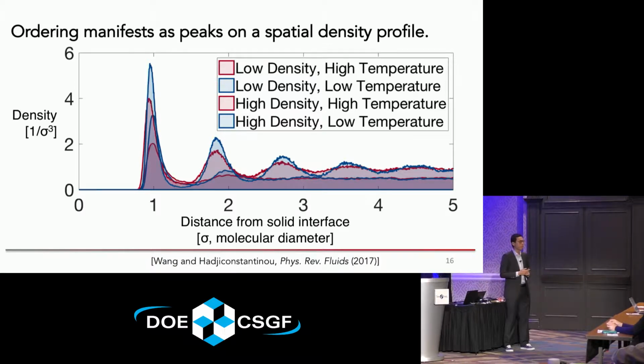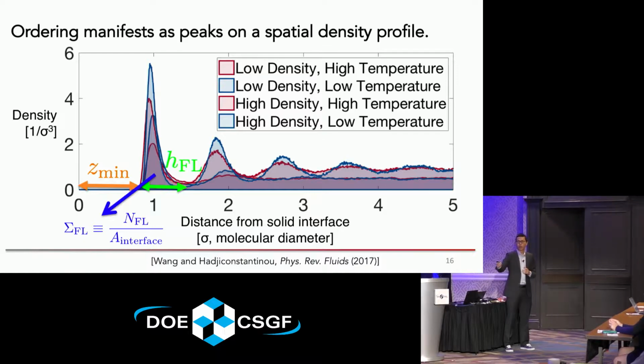On all of these curves, there are a couple properties in common that I want to draw your attention to. The first one is this quantity that I'll call Zmin. This is the minimum distance between the solid interface and the onset of fluid layering. There's another length scale that I'll call HFL, the height or the width of the first fluid layer. And if you count the mass of fluid underneath each of these peaks, you can get a quantity that I'll call sigma FL, which is a surface or areal density of fluid molecules in that first fluid layer. It turns out quantities like these really control the anomalous transport at the fluid-solid interface.